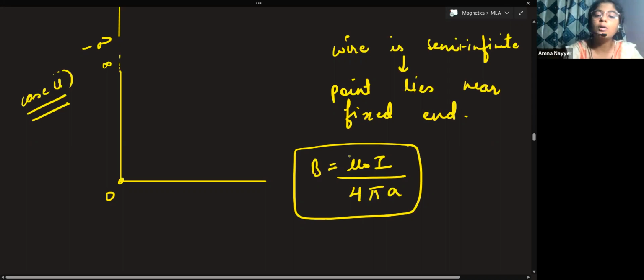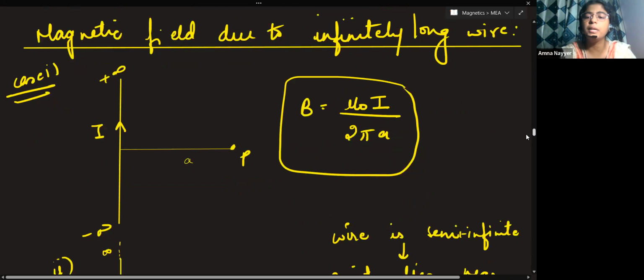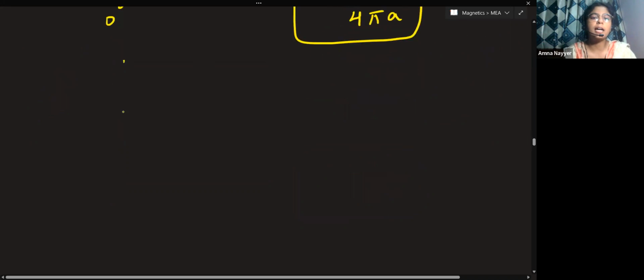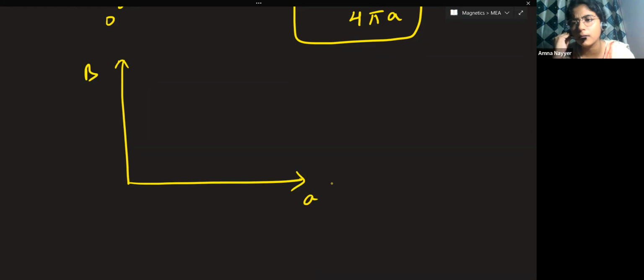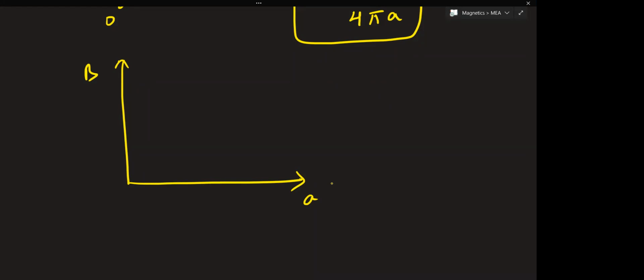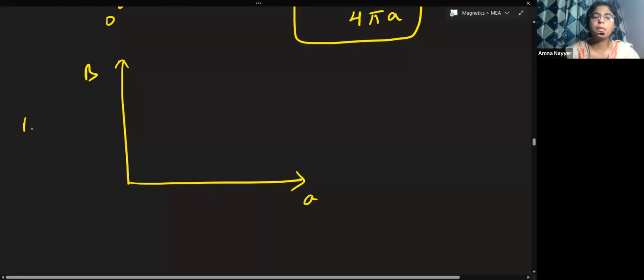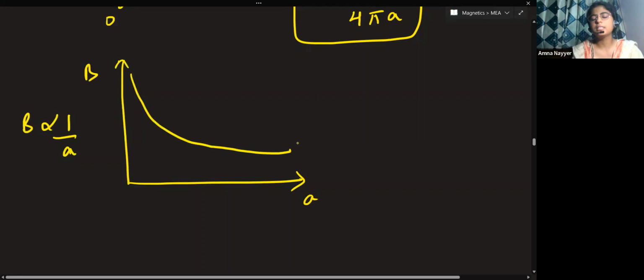These are the formulas. Now, by looking at this, can you tell me what will be the nature of the graph between B and A? If I plot a graph between the magnetic field and the distance A, what will be the relation? How will the graph look? Straight line, hyperbola, parabola? Which way? See, in this formula, B is inversely proportional to A. So in this case, the graph will simply be a hyperbola, where it is inversely proportional.